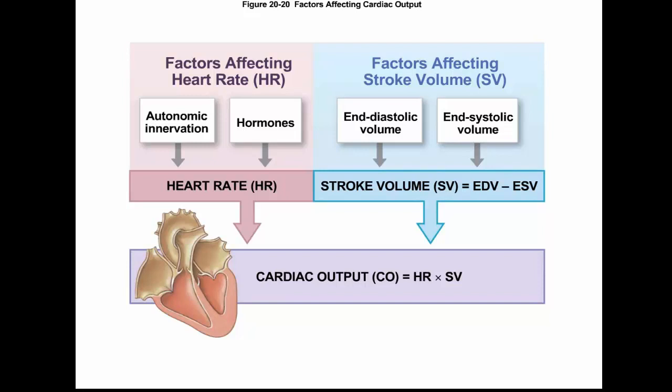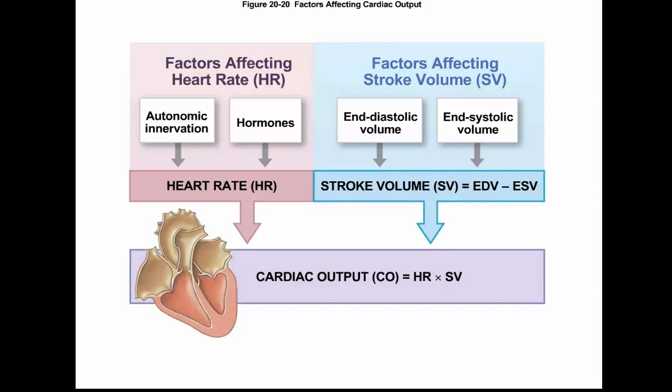So heart rate is under autonomic innervation, so it's not under conscious control. We can't consciously make our heart go faster or slower without a lot of training. And then of course there are hormones that will influence the heart rate. One that comes to mind, of course, is adrenaline. Adrenaline, which is secreted from the adrenal glands which sit on top of the kidneys, causes the heart to beat faster.